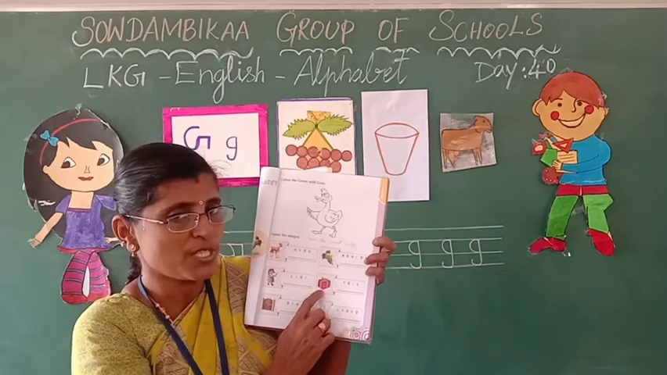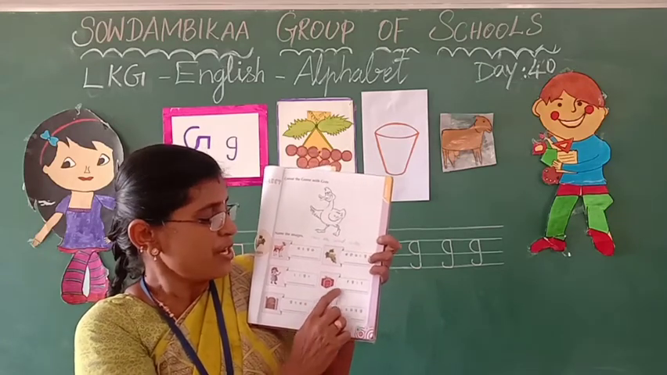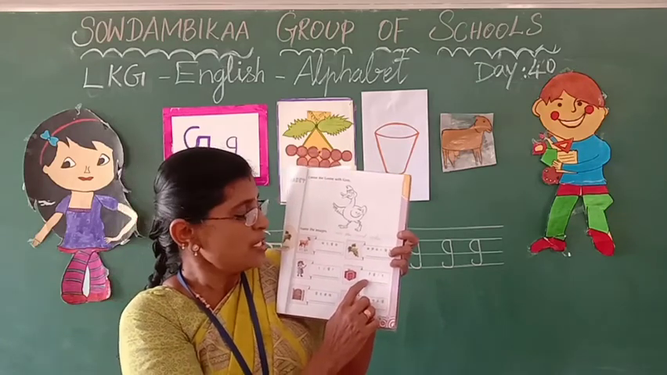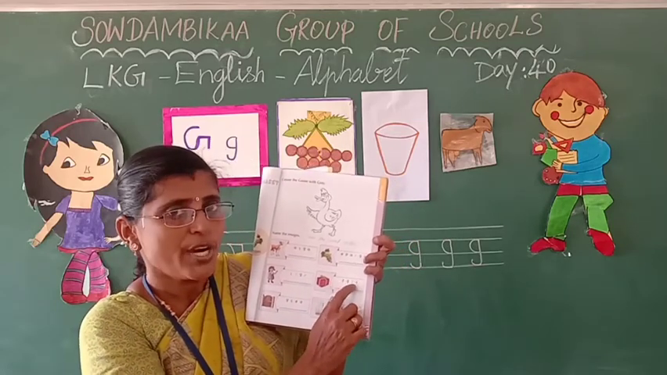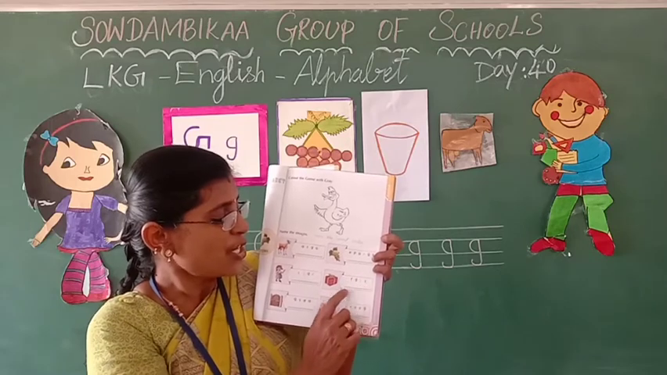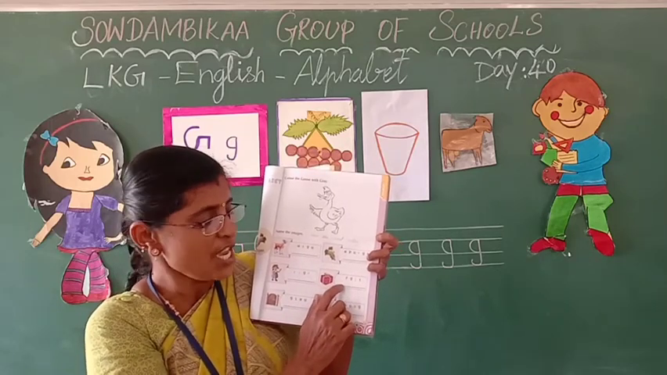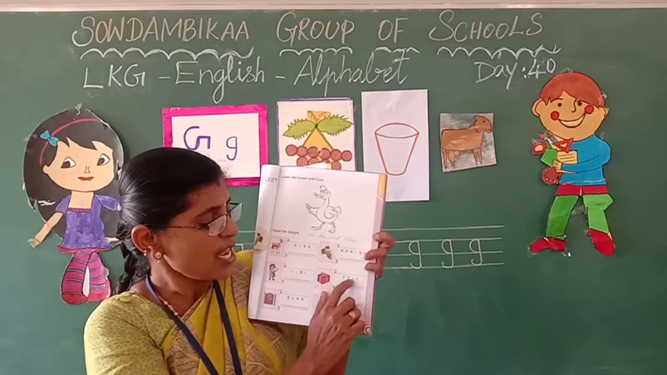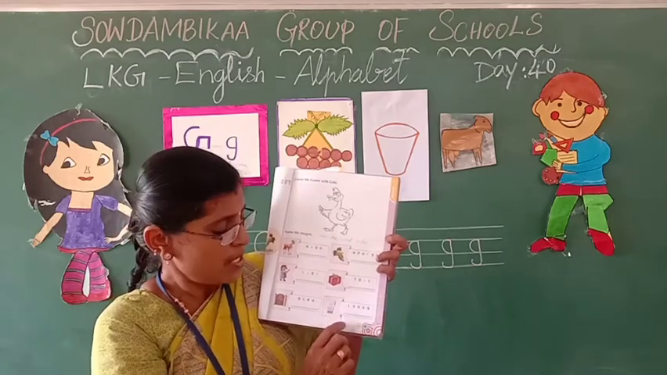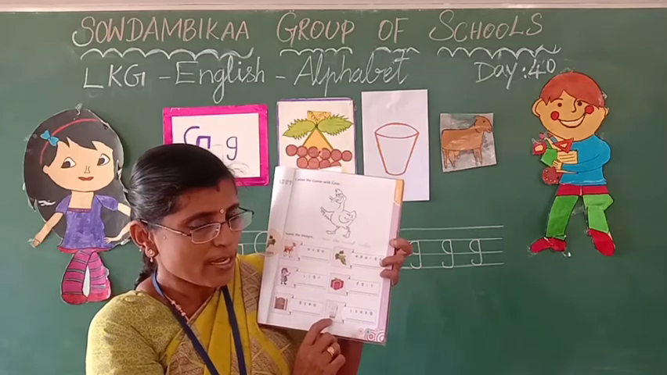Gift. What is this picture? Gift. Gift spell. G-I-F-T. Gift. First letter G, I, F, T. Gift.